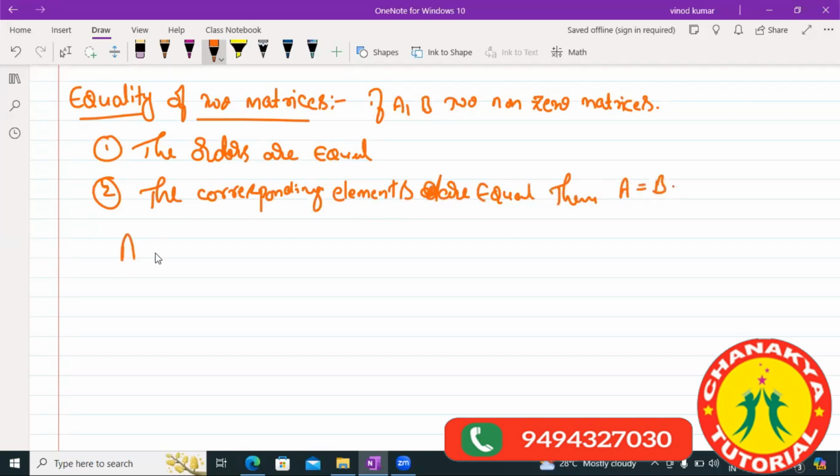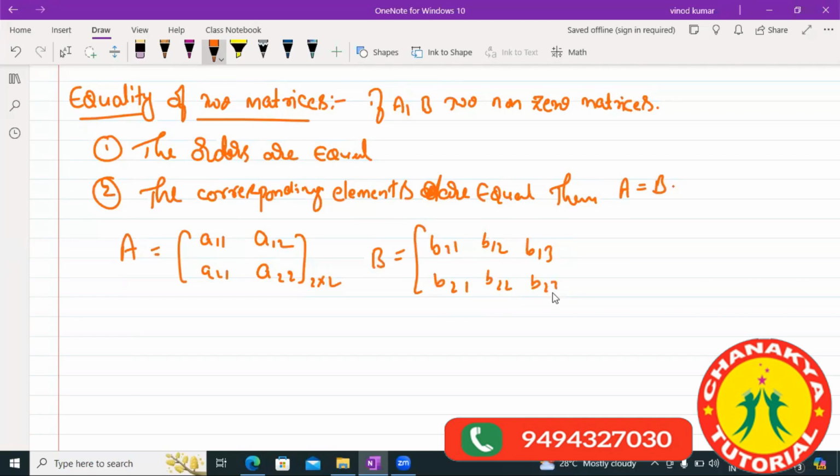For example, A equals A11, A12, A21, A22. This is a 2 by 2 matrix. B equals B11, B12, B13, B21, B22, B23. Here we have 2 rows and 3 columns. So how can we check whether these two matrices are equal or not? The first point is that the orders are equal. Here A is a 2 by 2 matrix and B is a 2 by 3 matrix, so these two are not equal. Suppose this column is deleted. Now B is 2 by 2, then the first point is satisfied.